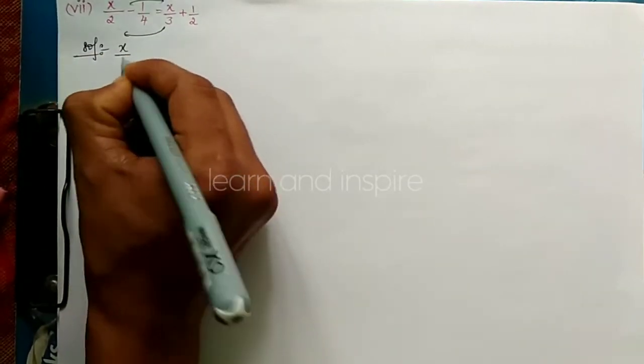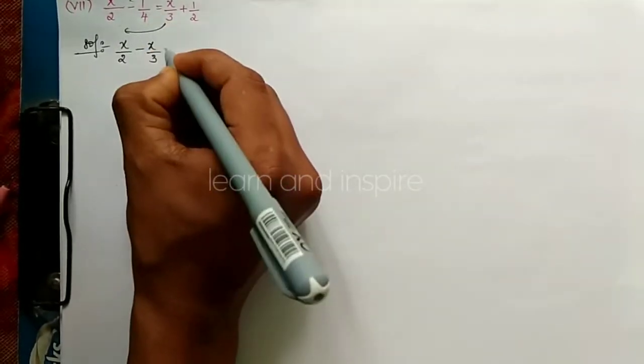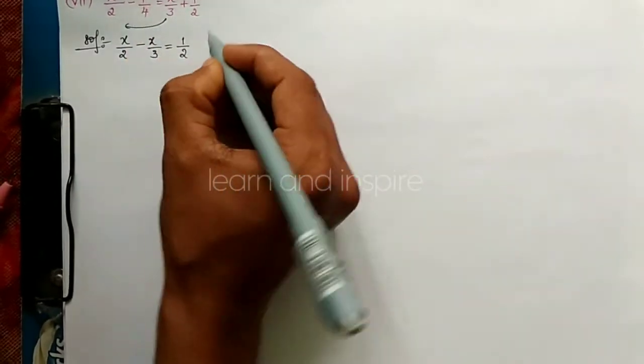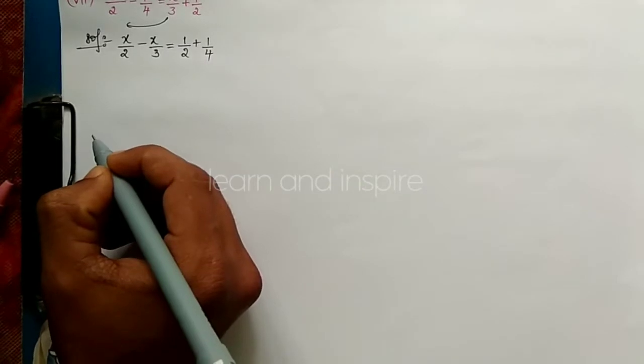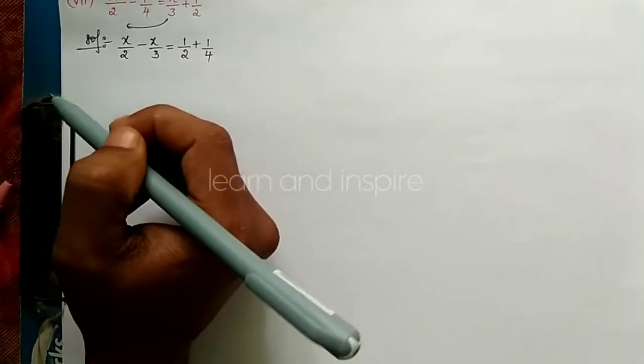So it becomes x by 2. If I transpose plus x by 3, it becomes minus x by 3, which is equals to 1 by 2 written as it is, and if I transpose minus 1 by 4, it becomes a plus 1 by 4. Okay, so transposing the variables to the left side and the constant to the right side.